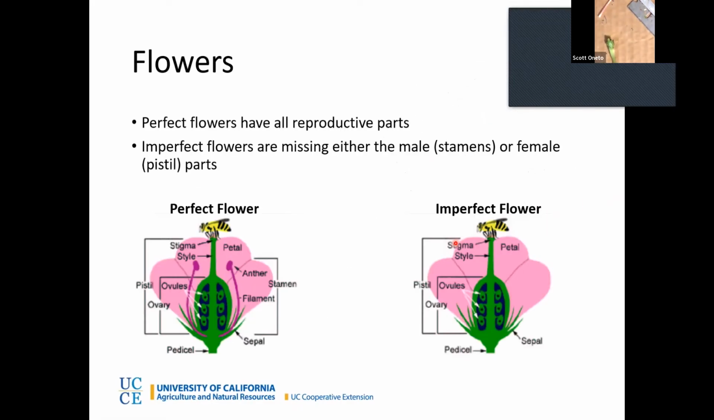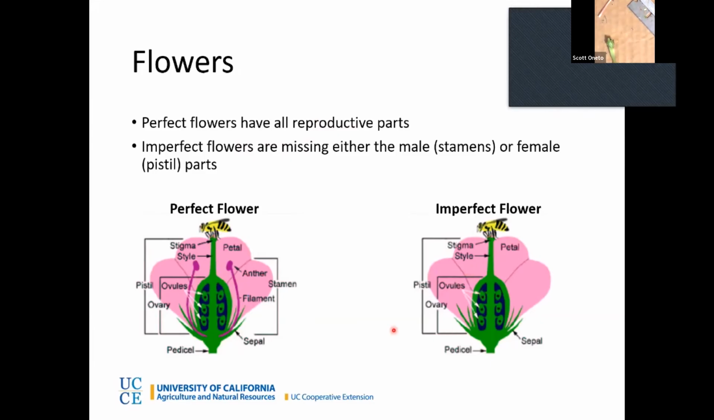Okay, so as I showed you in that last example, both in the diagram as well as the Alstroemeria, both of those flowers had both male and female reproductive parts. And so what we call that is a perfect flower. So if a flower has both reproductive parts, it is a perfect flower. Now, we can also have a plant that does not have both reproductive structures, and that is an imperfect flower.